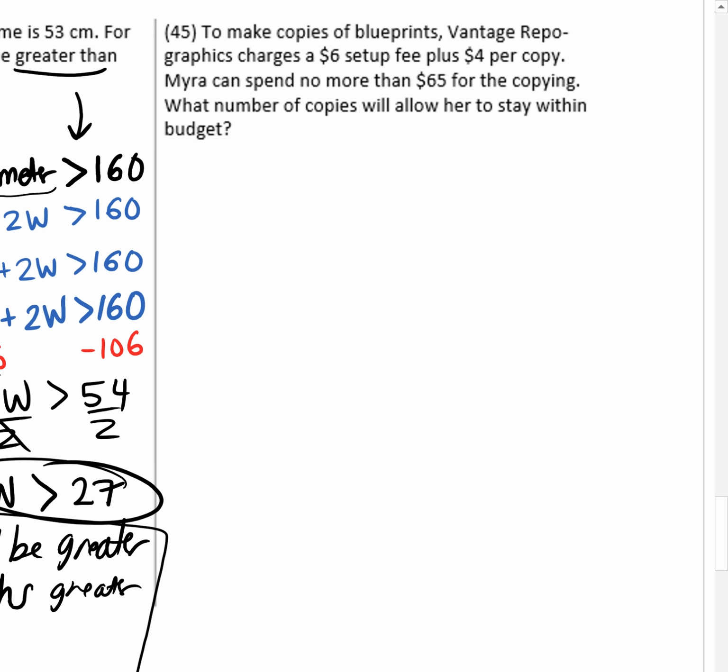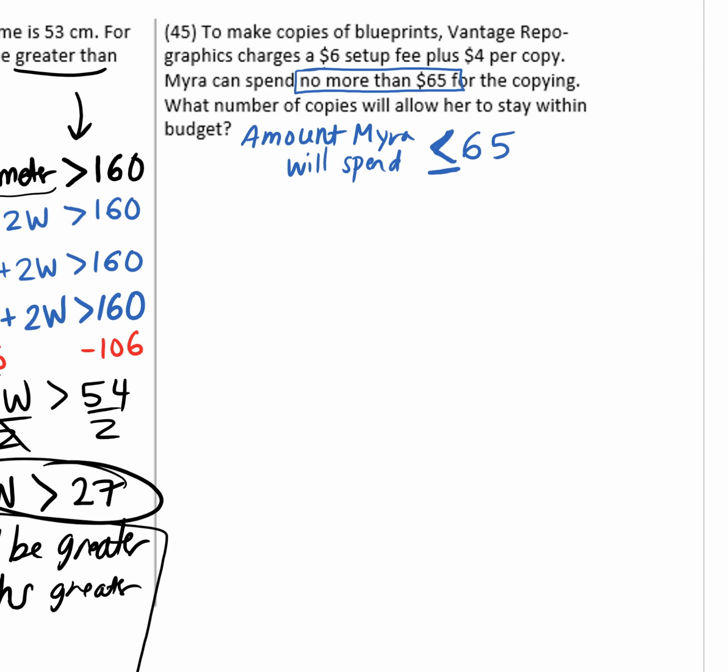Okay, so I think what they're trying to say is, just to brainstorm, the amount Myra will spend, I'll have to think about what that is, has to be less than $65? Do you think so? No more than. So she doesn't want to pay more than that, but it might sound like 65 is okay, so I think I can say not only less than, but less than or equal to. Because they said no more than. That kind of makes it sound like she's okay with spending 65 but not more. Alright, that's good.